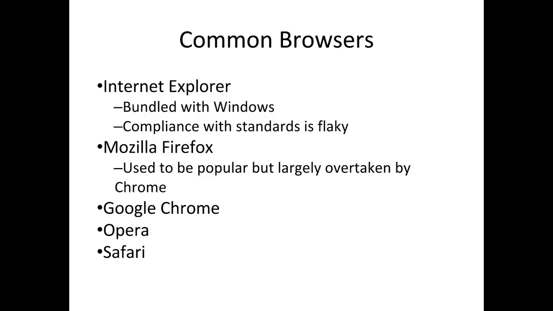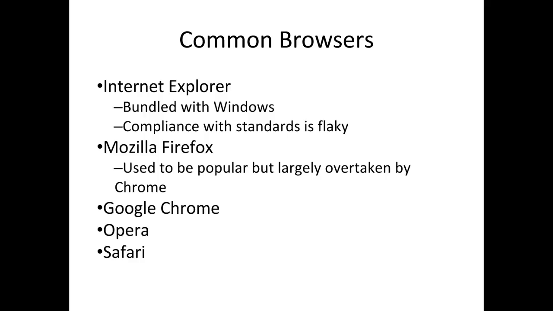Now, there are a set of browsers that you should be aware of. The very first one, as we happen to be on a Windows system, is Internet Explorer. It is bundled with Windows. As we saw with the registry, it's quite tightly integrated into the Windows system. Gareth has written here that compliance with standards is flaky. I've heard that from other people as well. And then we have Mozilla Firefox, which used to be quite popular and is largely being overtaken by Google Chrome. And then a couple of other browsers that you see at the very end there, something called Opera, and something called Safari, which you may find exist on a system depending on what sort of system you're looking at.